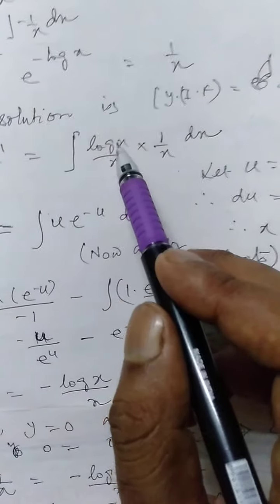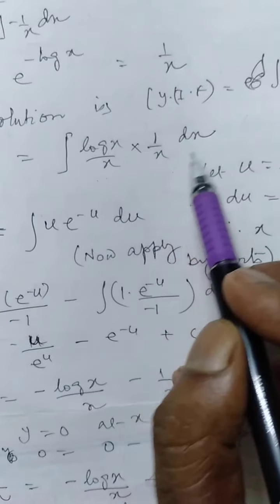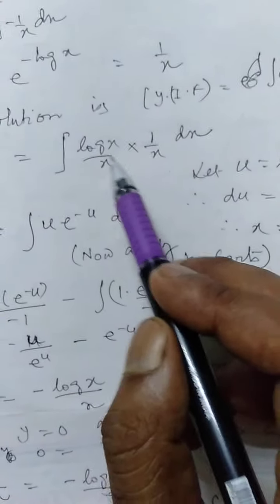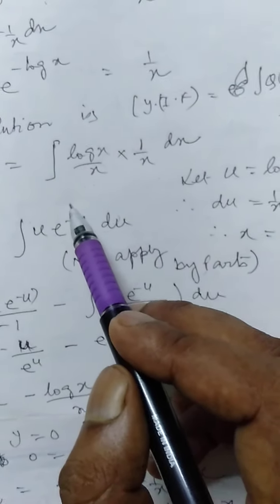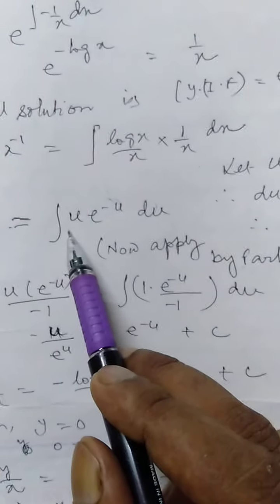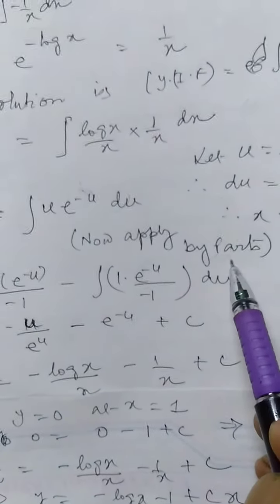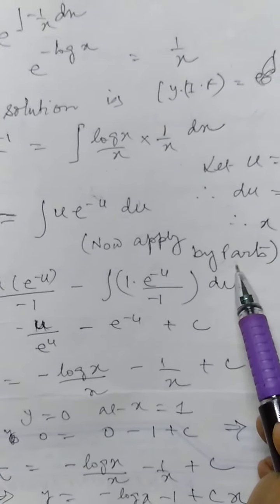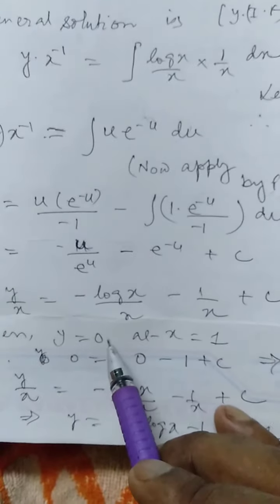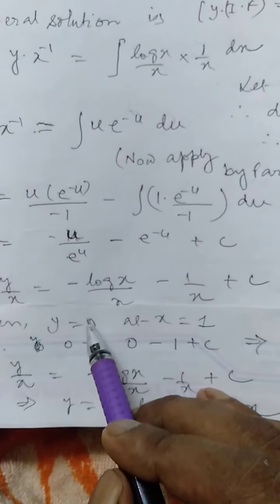Now you see, log x is u, 1 by x dx is du, and this is what? e to the power u. It will go to the numerator and become e to the power minus u. Now we have to integrate this, so apply the method of integrating by parts. From integrating by parts, you can simply integrate it. Now they have told us to find the particular solution. They have asked that when y equals 0, x equals 1. Now put y as 0 and x as 1, and you will get the value of c as 1. So this is the sum.